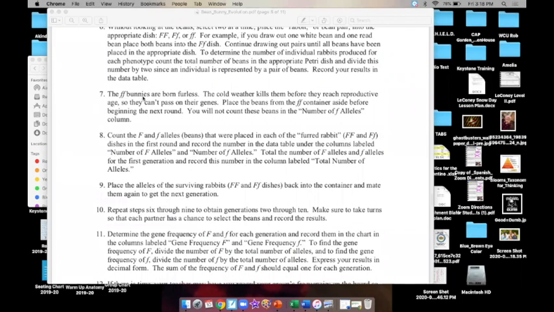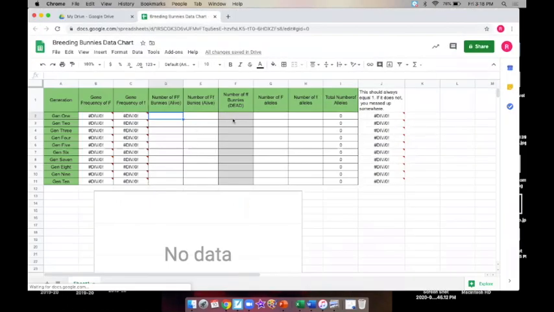The little f bunnies are born furless. The cold weather kills them before they reach the appropriate reproductive age, so they can't pass on their genes. You're going to place those beans from the little f container aside before beginning your next round. You will not count these beans in the number of little f alleles column. So you are going to count how many are there and keep a record of how many died, but you do not count these for this column. You only count the ones who survived. These guys are going to go back and reproduce and make the next generation. These guys are dead. They do not reproduce. They do not get counted over here.